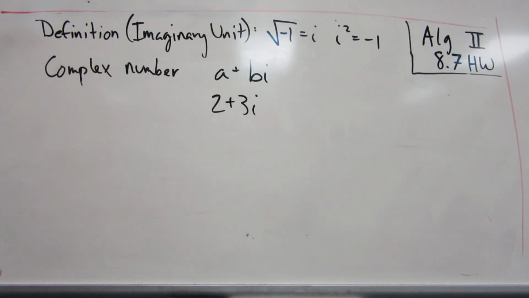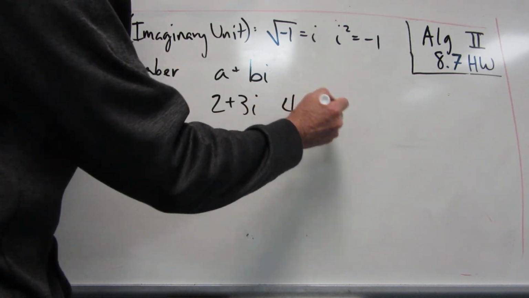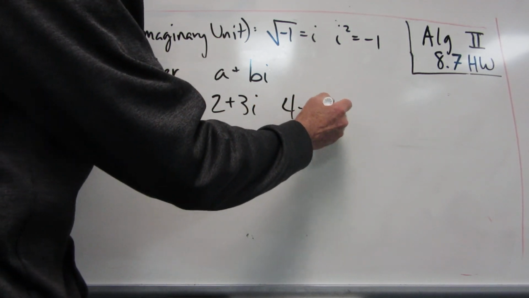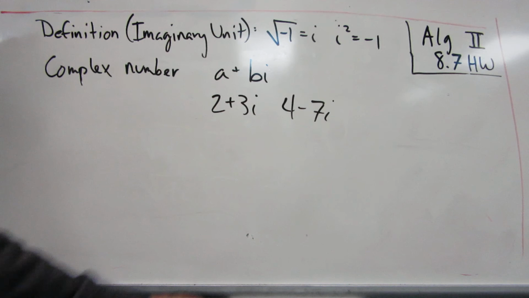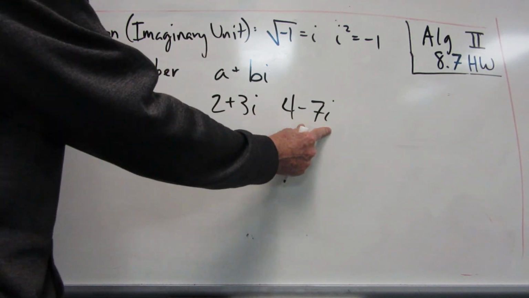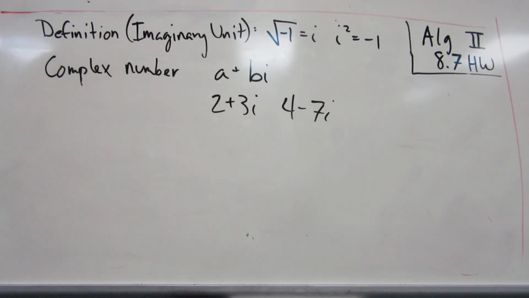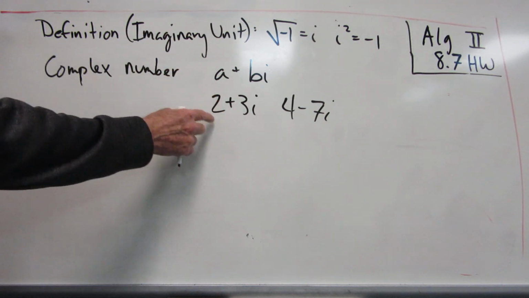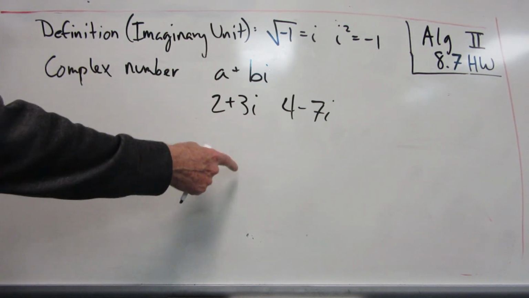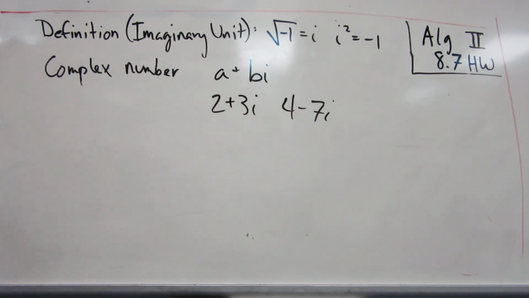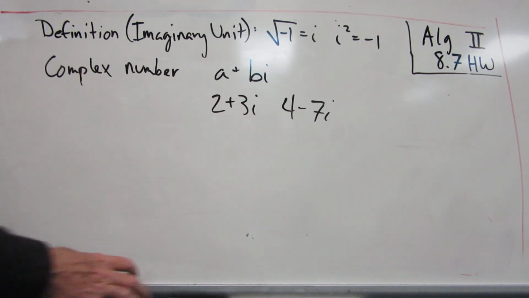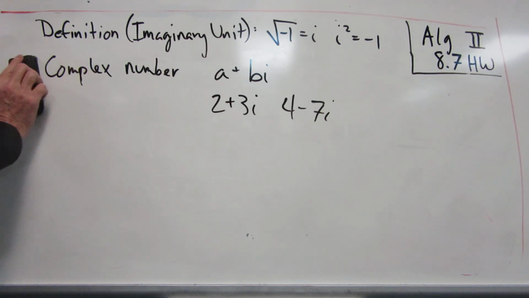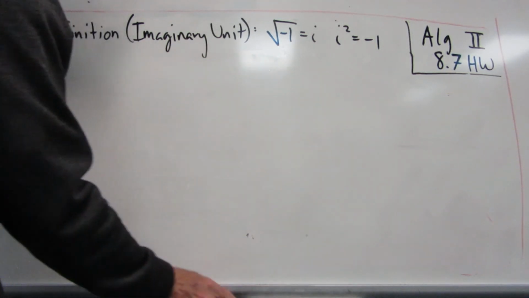I could conversely look at 4 minus 7i. Okay, there's another complex number. It has a real number component, and it has an imaginary number component. And they can certainly be more complex than that. But overall, if there's a real number part and an imaginary number part, you're talking about a complex number. Well, let's look at how we do arithmetic on complex numbers then. So we'll start with addition.